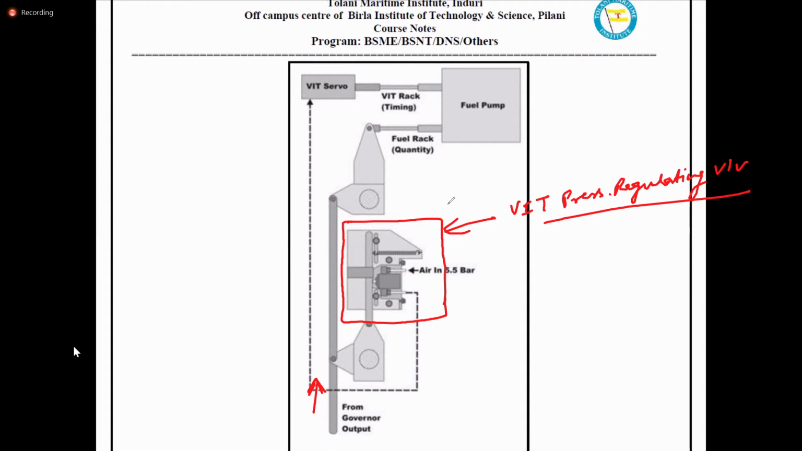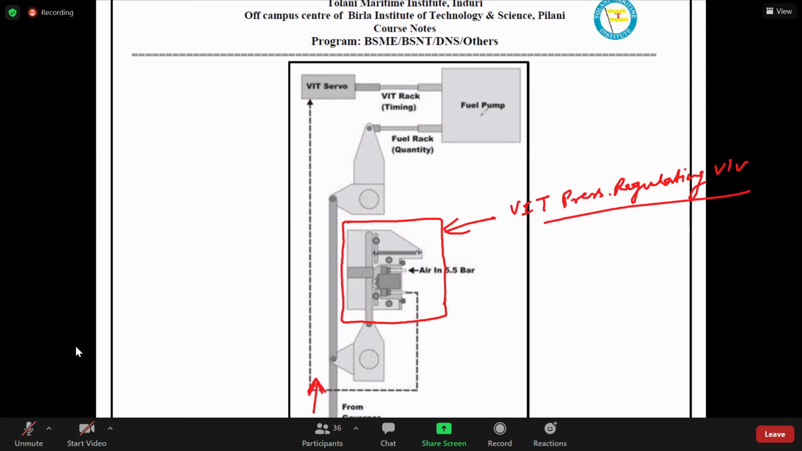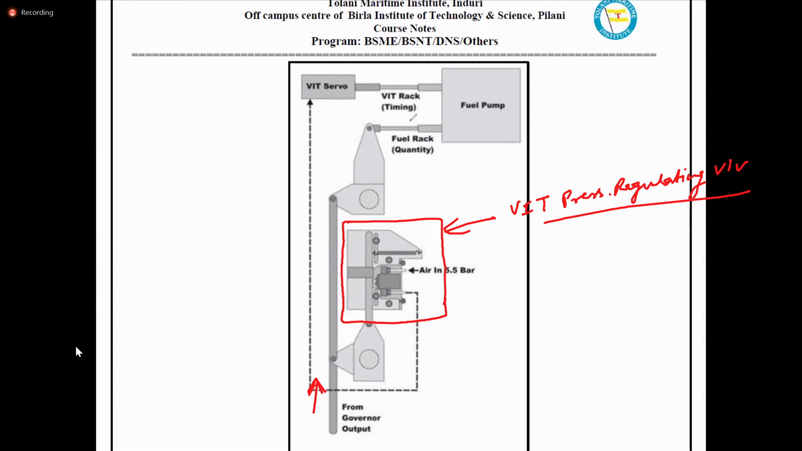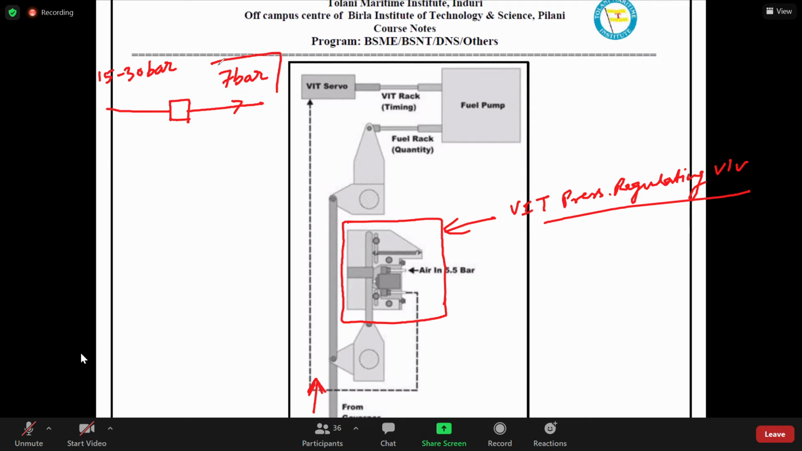This pressure regulating valve, how do they work? The pressure regulating valve will be continuously adjusting the pressure. For example, let's say you have a pressure regulating valve mounted here in the system. Output, you always want 7 bar pressure. Input can vary from 15 bar to 30 bar. But output I always want as 7 bar.